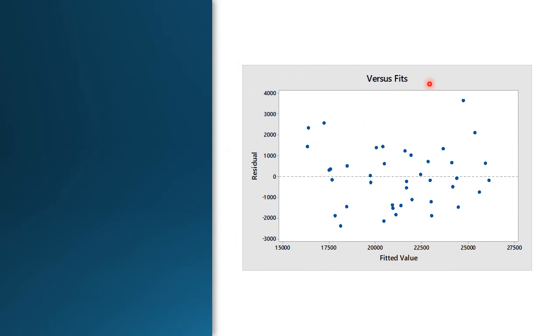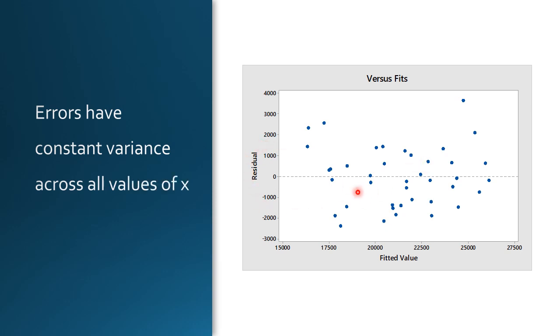The third assumption states that the variance or spread in the errors across the values of x is constant. To test this assumption, we can plot the residuals versus the fitted values. Notice that the residual values are on the vertical axis and the fitted values are on the horizontal axis. Remember that the fitted values are obtained using the regression equation.